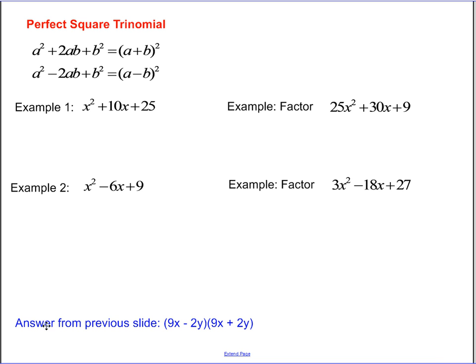Welcome back, and at the bottom of the page here you can see that my answer from the previous slide would have been 9x minus 2y times 9x plus 2y. So let's move on to the idea of perfect square trinomial.